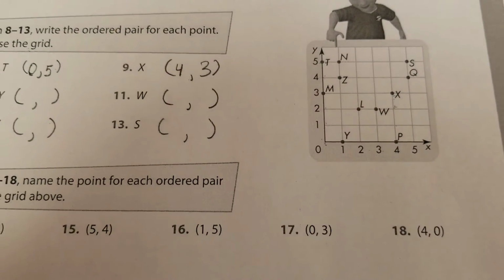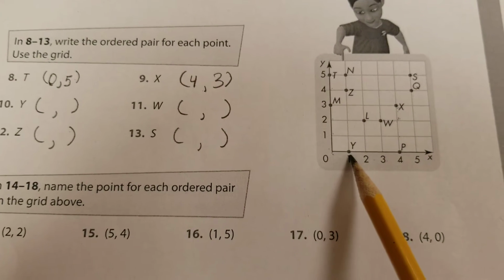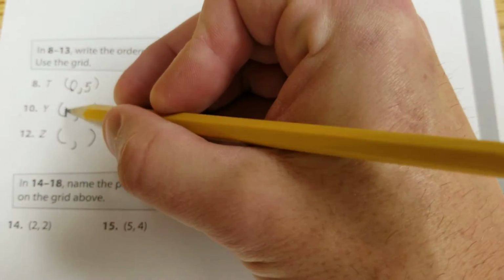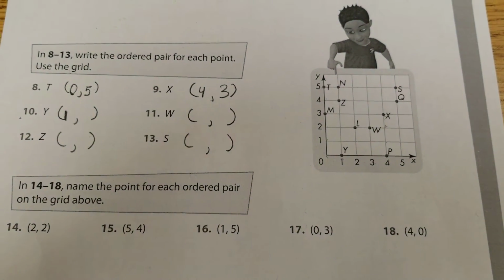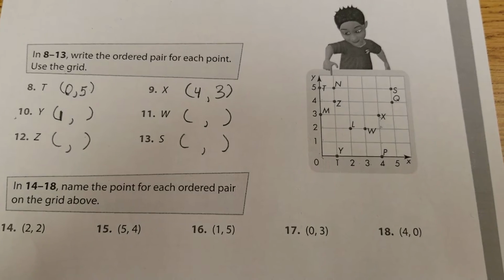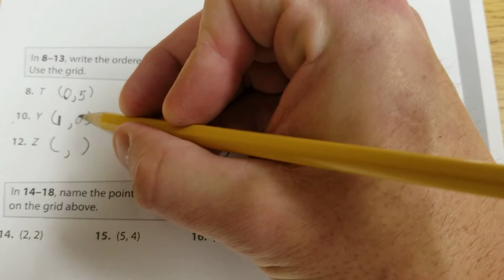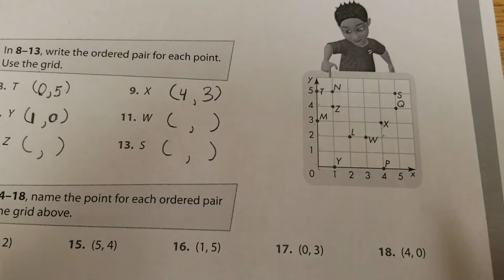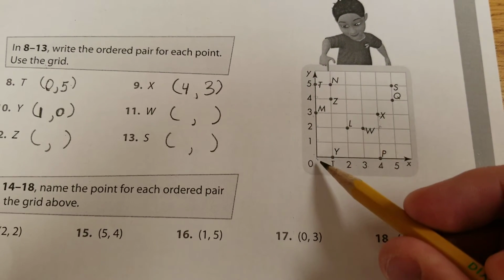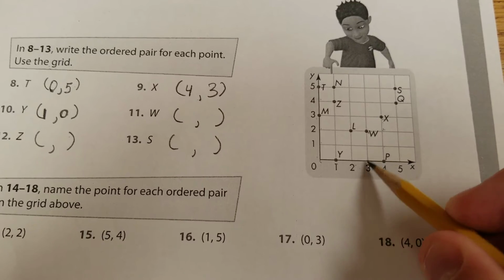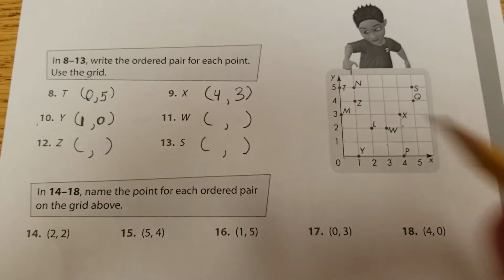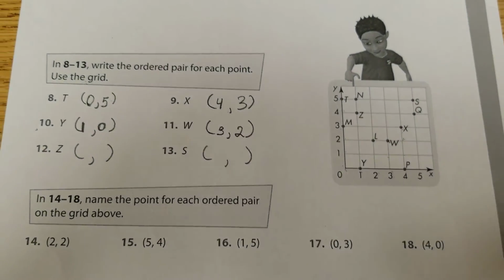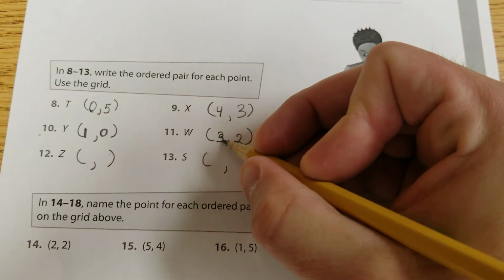For the Y, we go over 1, and then we don't move. We stay on the 0 for the Y, so it is a 0. For the W, it's right here. We go over 1, 2, 3, and then up 2. So our answer is going to be 3 for the X, 2 for the Y. That is a 3.